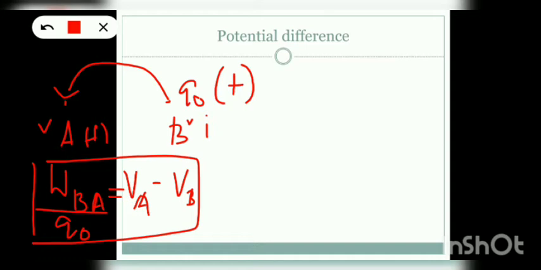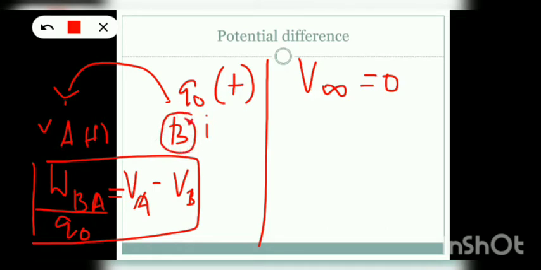Now, let's assume the point B at infinity. We are going to make the potential at any one point as 0. So if we want to make potential at any one point as 0, we must consider that point at infinity. Why? Because potential at infinity is considered as 0. So let's take this point B and assume this point B is at infinity.